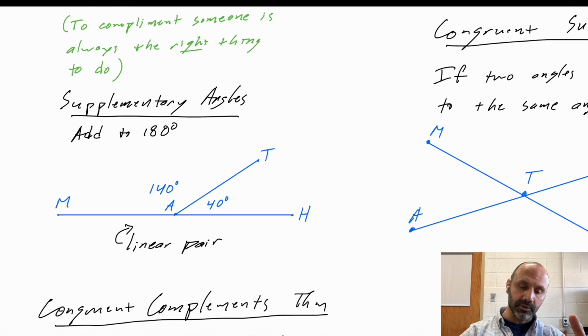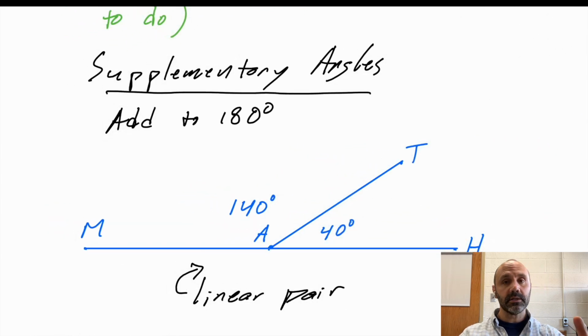Two angles that add to 180 degrees are said to be supplementary. You can just remember supplementary is not complementary. Complementary, they add to a right angle. So supplementary means they add to 180 degrees. And again, they don't have to be next to each other.